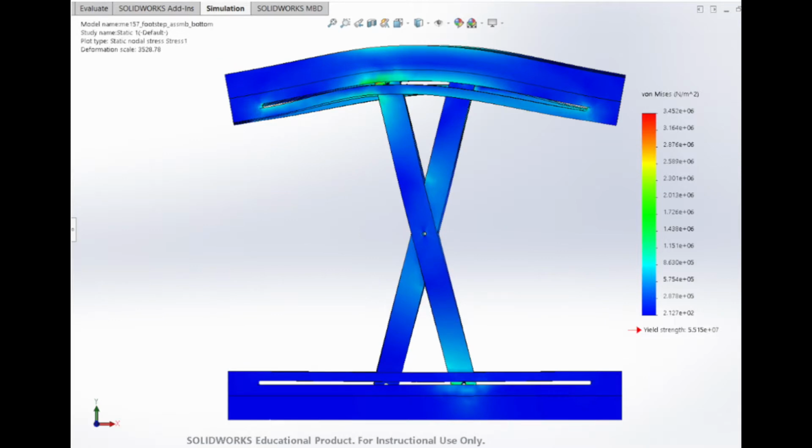FEA simulation shows a maximum von Mises stress of about 1.4 times 10 to the 6 Newton meters squared. Stresses are known at specific points, but unknown directional aspects exist. The yield strength of the material has a value of 5.5 times 10 to the 7 Newton meters squared, which is well above the produced simulation values. There are no expected failure points.